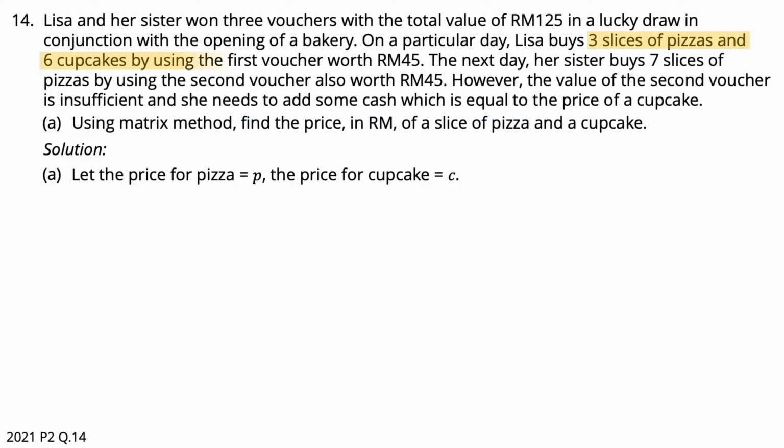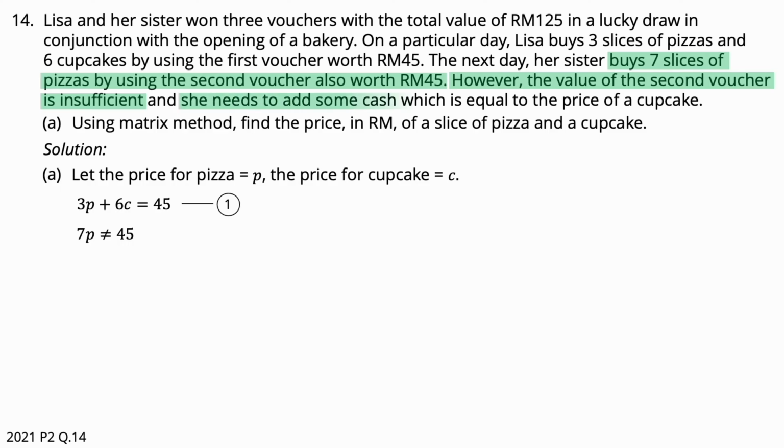Lisa buys 3 slices of pizza and 6 cupcakes by using the first voucher which is worth 45 Ringgit Malaysia. 3P plus 6C equals 45, equation number 1. The next day, her sister buys 7 slices of pizza by using the second voucher also worth 45 Ringgit Malaysia. 7P equals 45. However, the value of the second voucher is insufficient. 7P is not equal to 45, and she needs to add some cash which is equal to the price of a cupcake. That is, 7P equals 45 plus C.